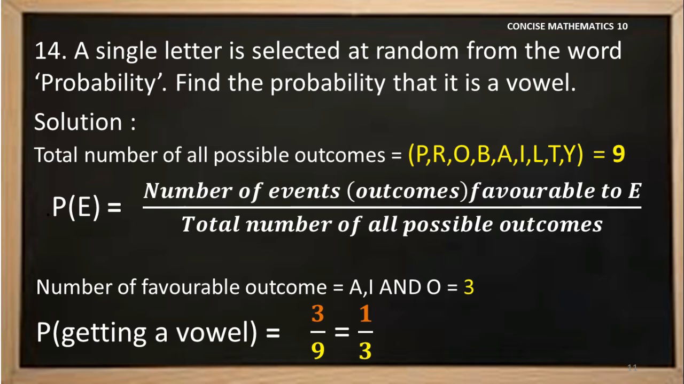Now there is no sub question, only one condition. It is said to find the probability that it is a vowel. So which are the vowels among these 9 letters? They are A, I and O. So how many letters are vowels? There are 3 letters. Hence the probability is 3 by 9, which is equal to 1 by 3.